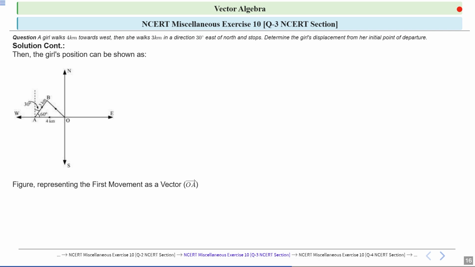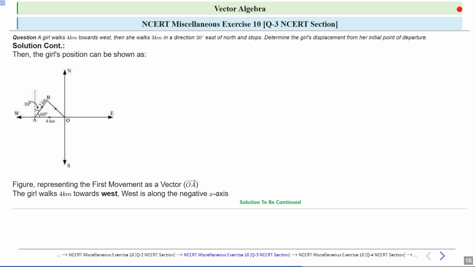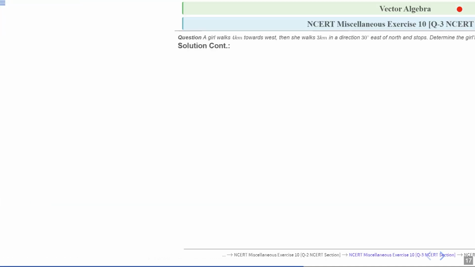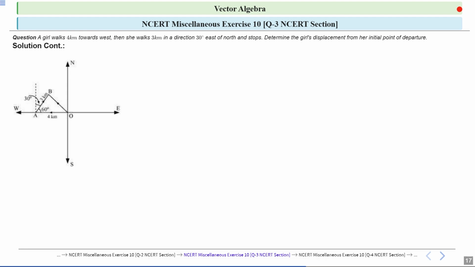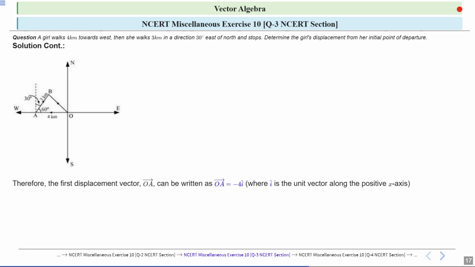The figure represents the first movement as vector OA. The girl walks 4 km towards west. West is along the negative x axis. Therefore, the first displacement vector OA can be written as OA vector equals minus 4 i cap, where i cap is the unit vector along the positive x-axis.